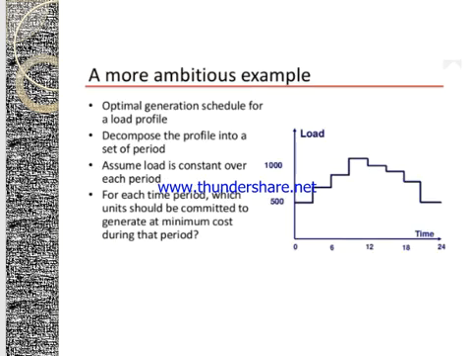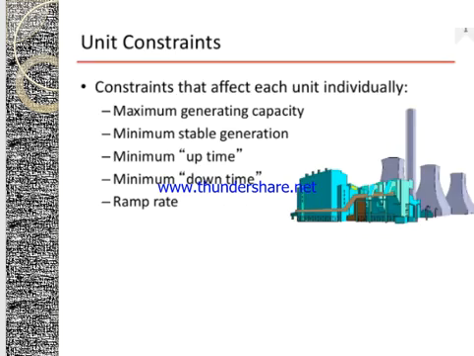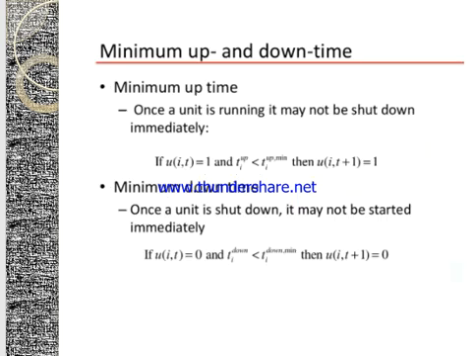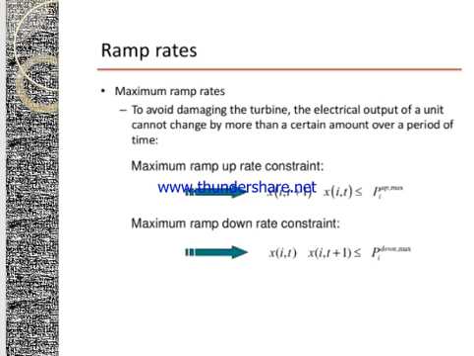Now let us consider the load demand as such. The unit constraints which we have to consider for drafting the unit commitment problem statement are the maximum generation capacity, the minimum stable generation, minimum uptime, minimum downtime, and the ramp rate. Minimum uptime means that once the unit is running, it may not be shut down immediately. Similarly, minimum downtime means that once the unit has been shut down, it may not be started immediately. With that condition, we go with the up and down time.